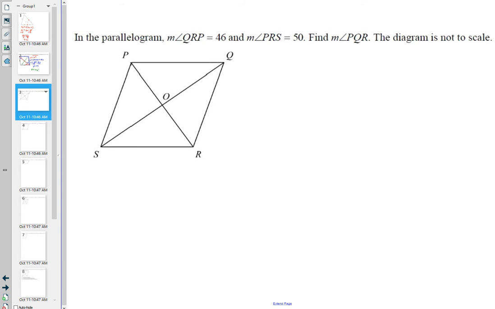In this parallelogram, measure of angle QRP is equal to 46, and the measure of angle PRS is 50. Let's label that. If you have your own paper during the test, you can draw this and label it. So QRP, which is here, 46, and they do tell you that this is a parallelogram. So that means that this is 46 also. PRS is 50 degrees, alternate interior. Find the measure of angle PQR.